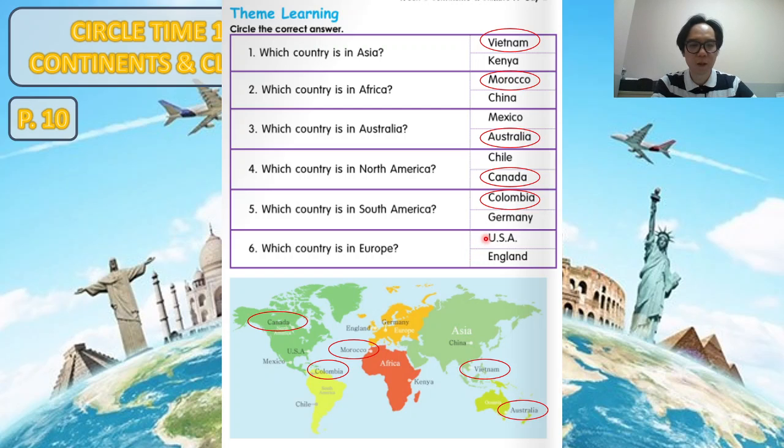Well, we know the USA. Remember where the USA is? The USA is in North America, so that must mean in Europe, here is Germany, and beside is England. Here is England. So, which country is in Europe? It's England. Real easy, right?